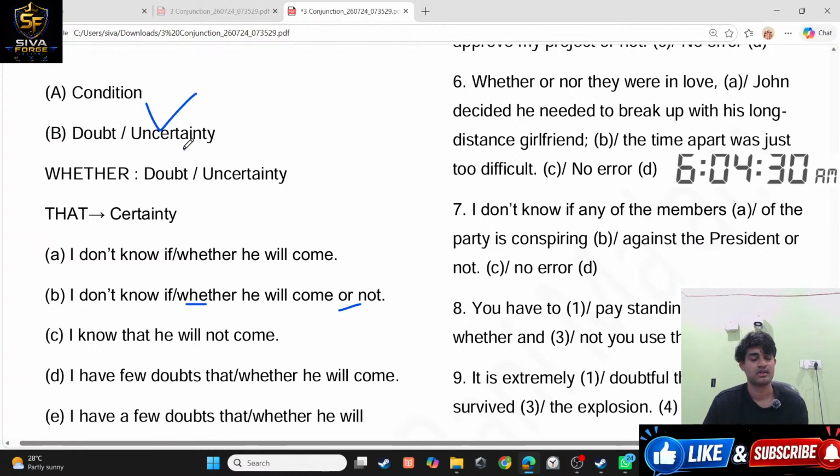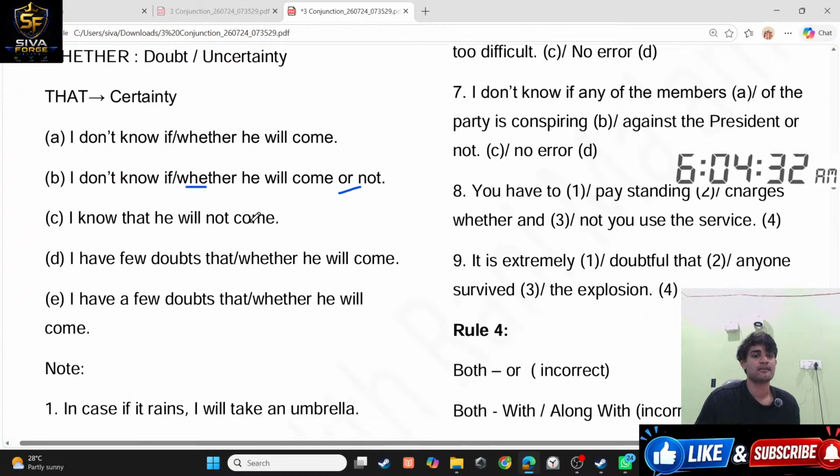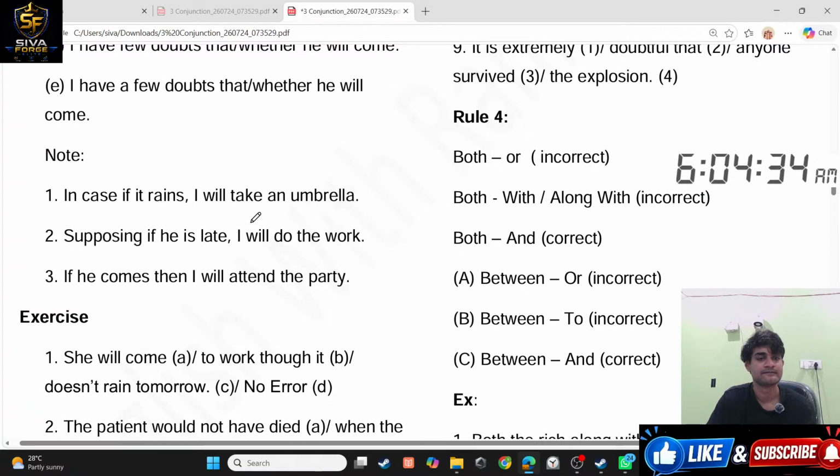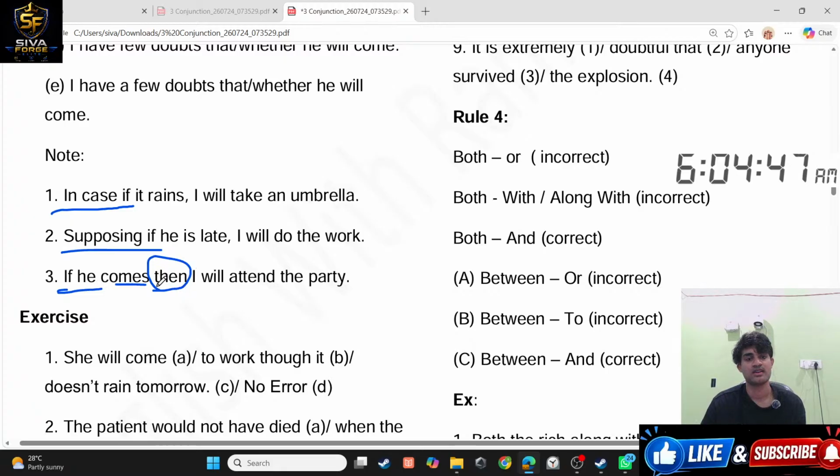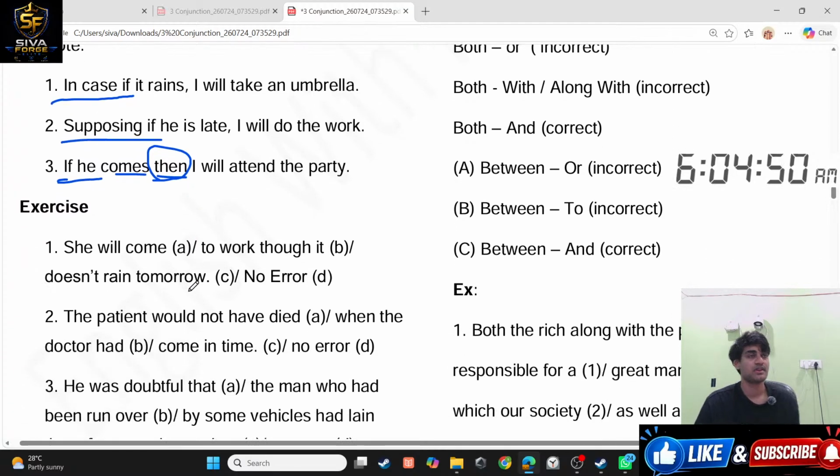Let's do condition, doubt or uncertainty, whether. This is superfluous. We should not use in case and if, supposing and if he comes, and we should not use then here, because if is also a conjunction, then is also a conjunction. But we can use it.